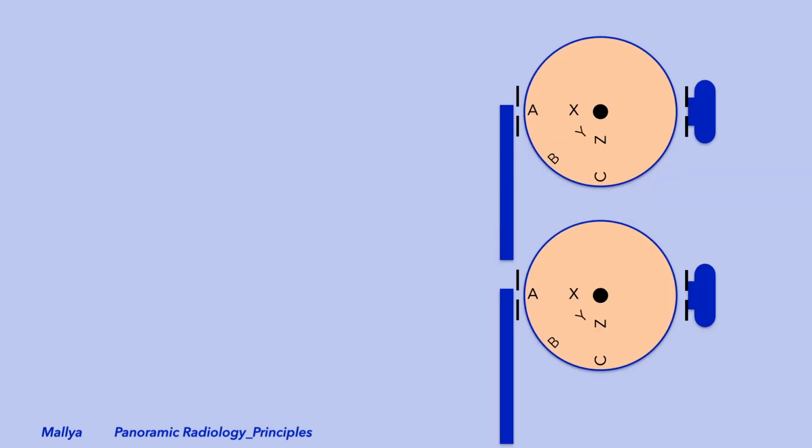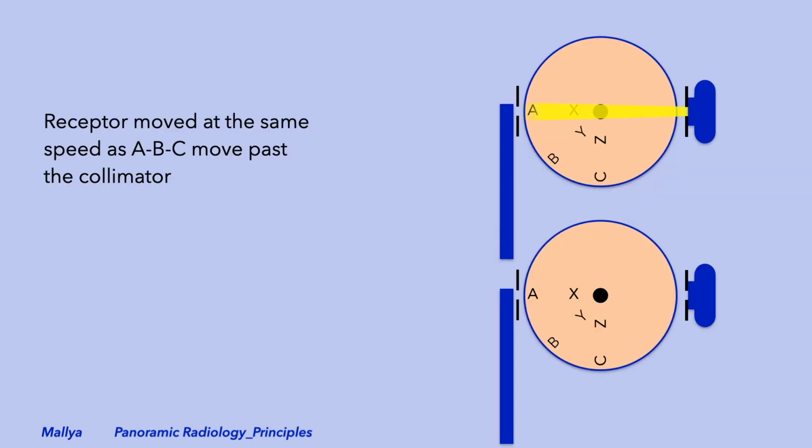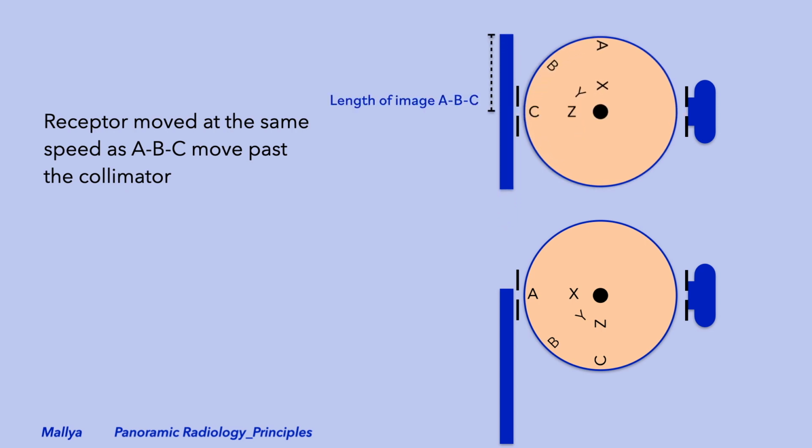A key element of the image layer formation is the speed of the receptor relative to the objects that are being imaged. When the receptor is moved at the same speed as structures A, B, and C move past the collimator, the length of the registered image allows the structures A, B, and C to be represented with minimal horizontal distortion. In contrast, note that the same length of the registered image represents structures X, Y, and Z with marked horizontal distortion.